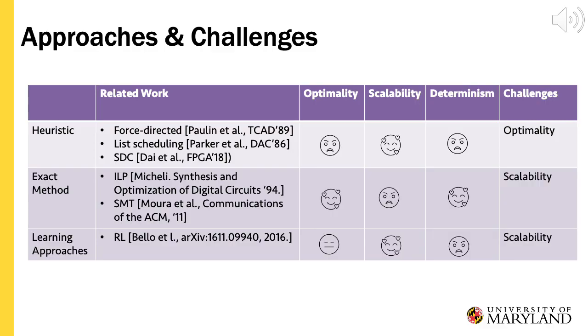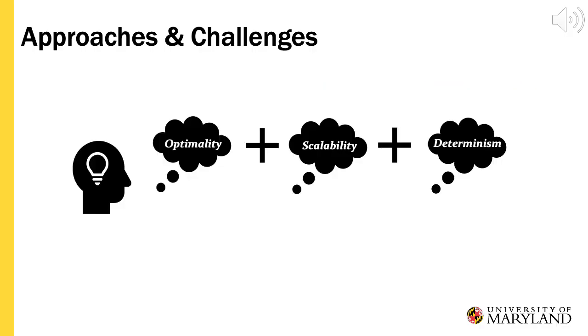Finally, learning-based approaches have been utilized for solving combinatorial optimization problems like scheduling. This method aims to provide a near-optimal solution with inference runtime overhead to improve scalability. However, they also lack determinism and can't guarantee the optimal performance. Given what we have discussed, it prompts us to wonder, can we find that ideal scheduling method, one that can seamlessly combine optimality, scalability, and determinism?